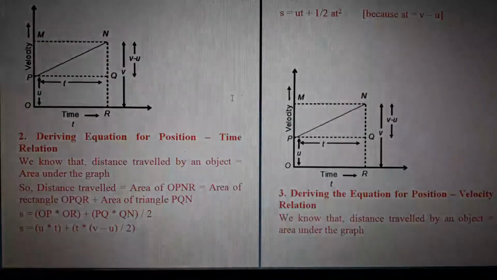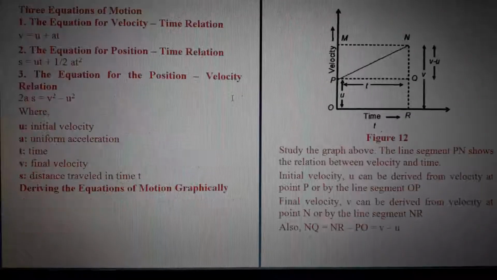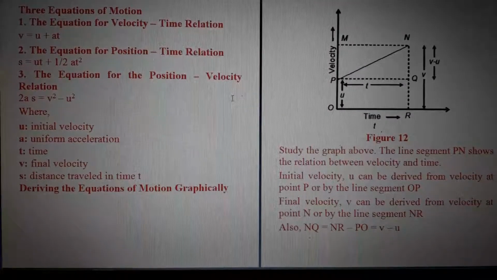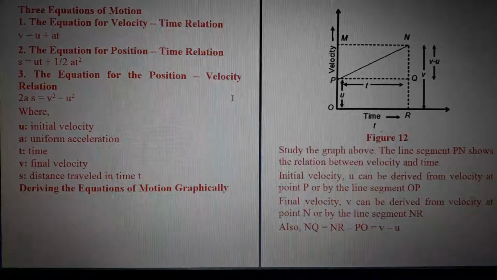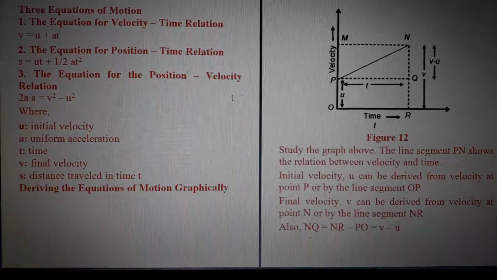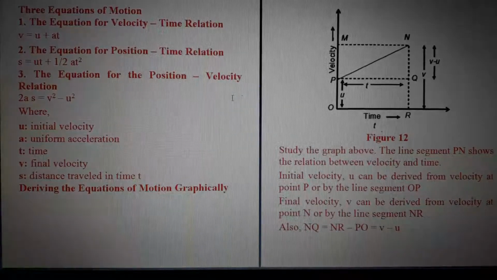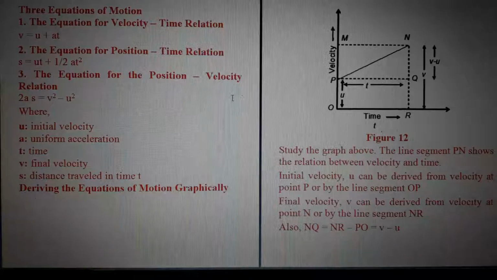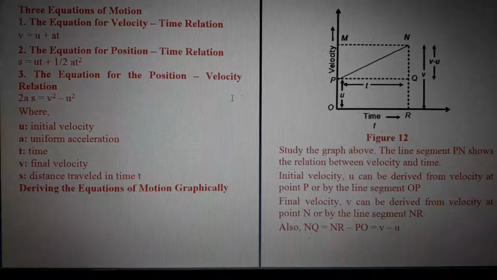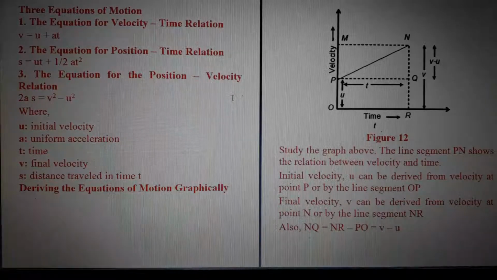What are the three equations we need to find? These are the three equations we need to find regarding motion. The first equation we can get directly from the graph. We know the time, we know the U, we know the V. So easily we can derive the first equation of motion.